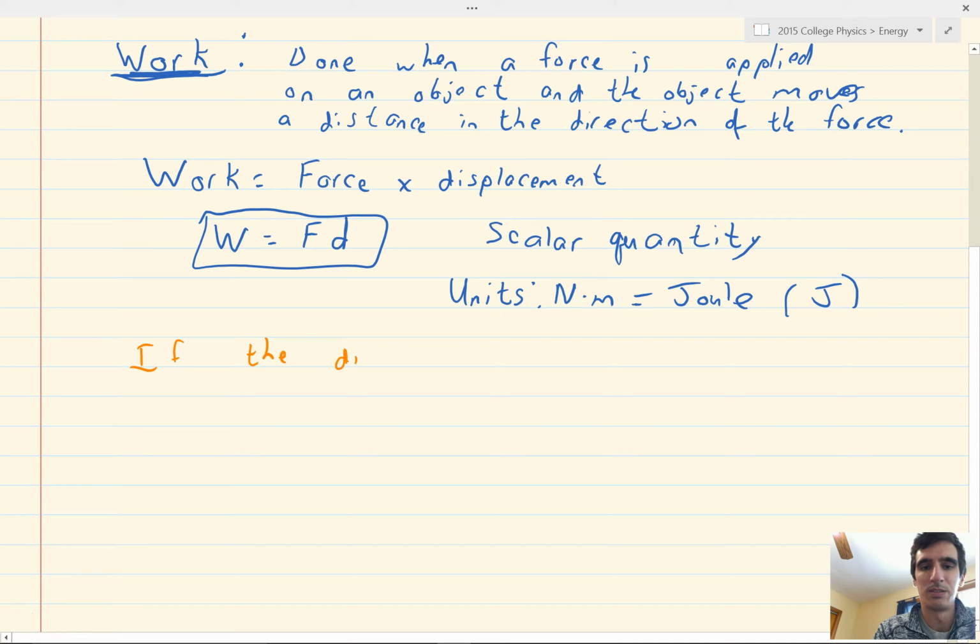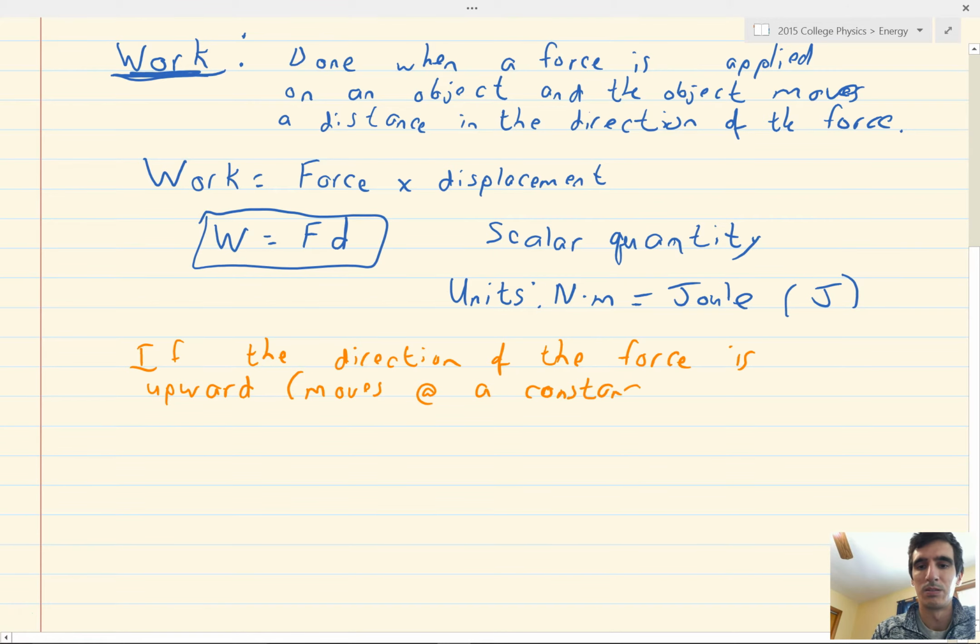Direction of the force is upward, and you're lifting an object at a constant velocity, so it moves at a constant v, then the force to lift the object is a force of gravity.